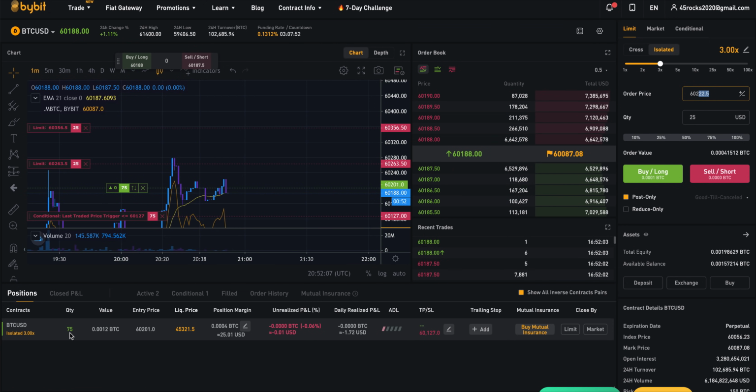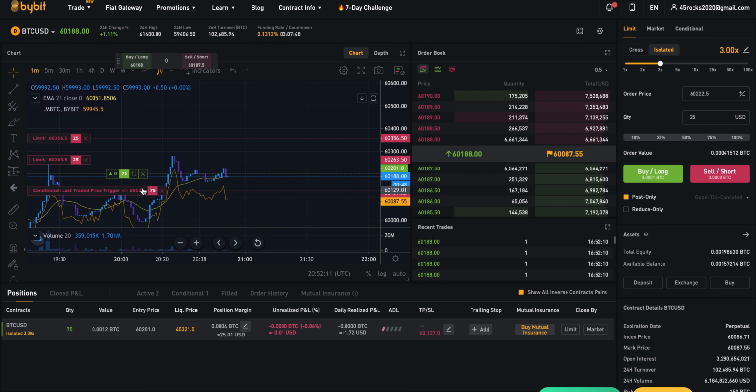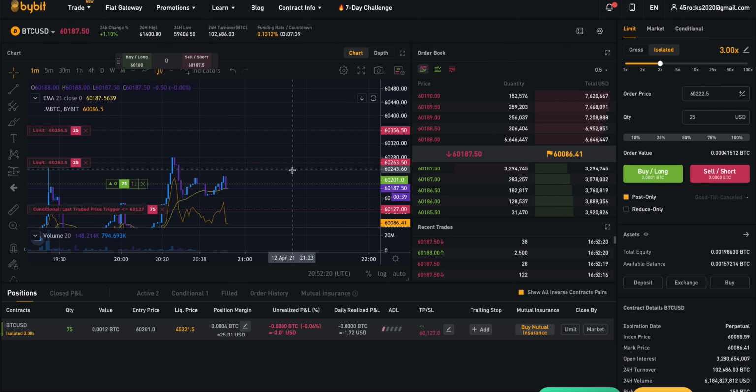Okay? I have 75 contracts left in the trade, but I'm still in the trade, and you can see my original stop loss has automatically shifted to 75. So this ensures that I'm not going to end up in a short position if I come down below here, because we don't want that.